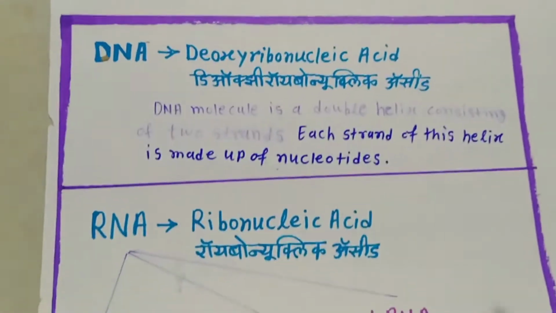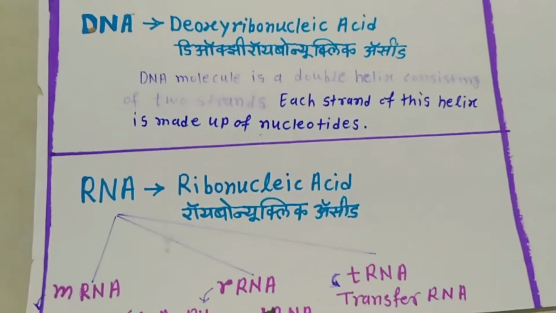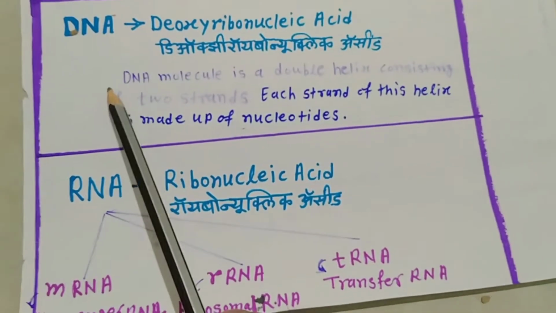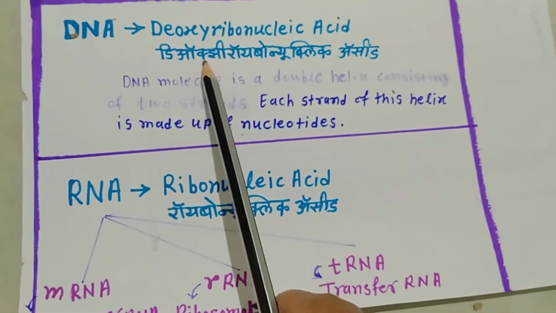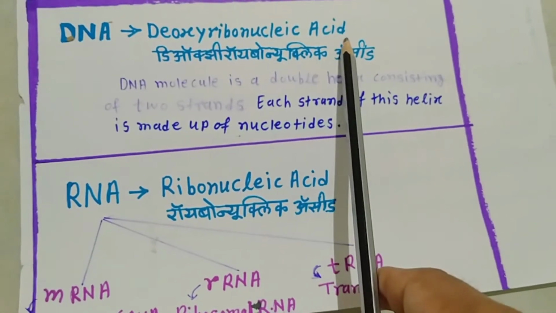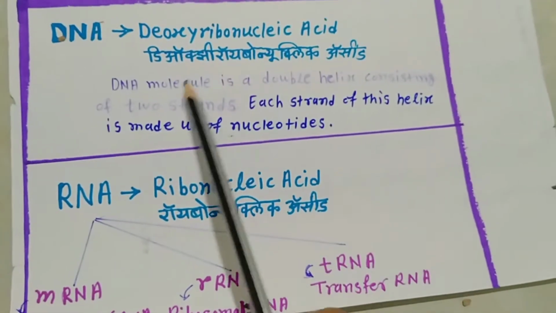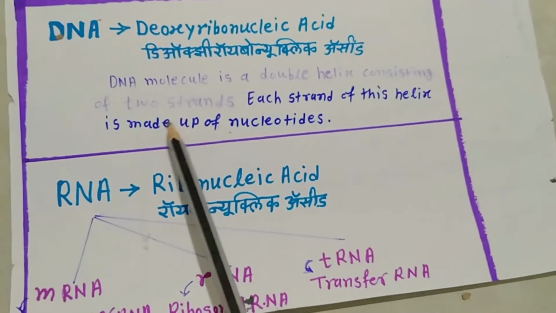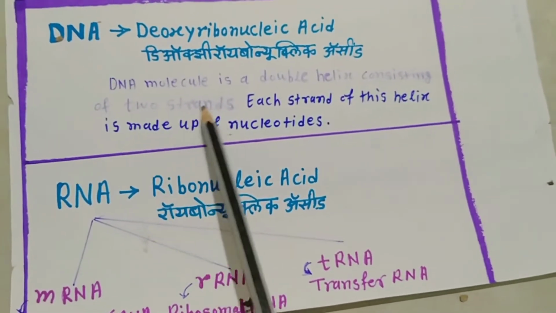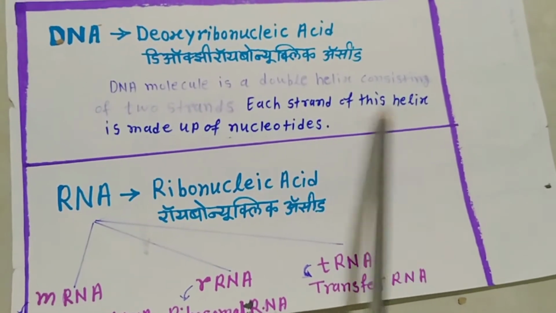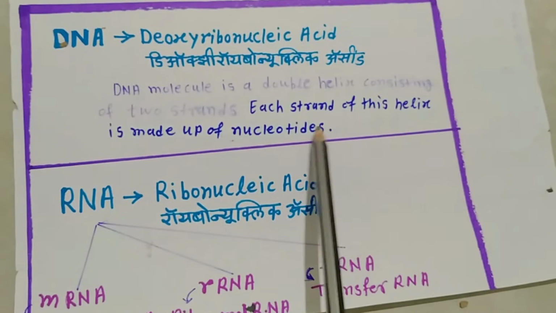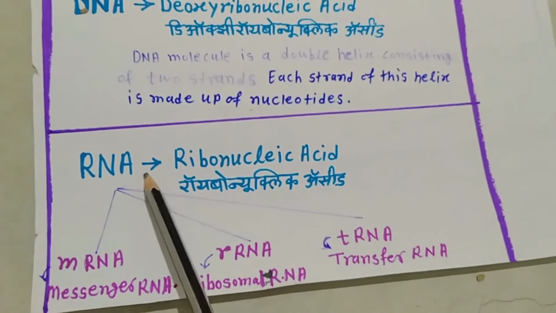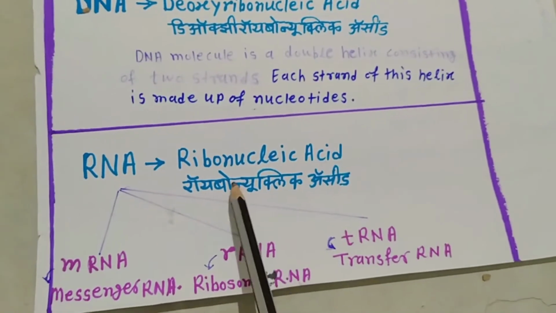Now we understand about DNA and RNA. The long form of DNA is deoxyribonucleic acid. The DNA molecule is a double helix consisting of two strands. Each strand of this helix is made up of nucleotides. Then RNA's long form is ribonucleic acid.